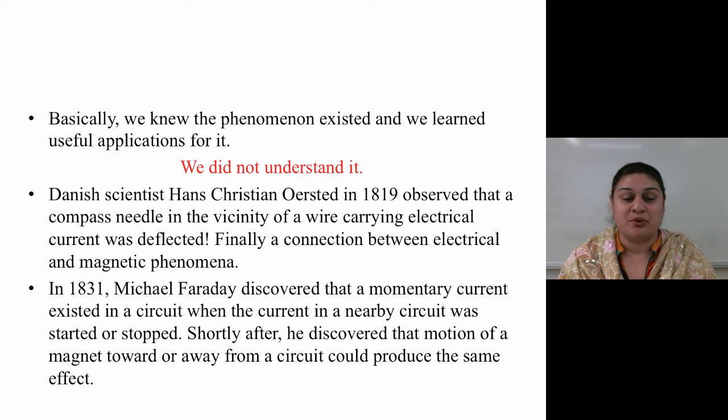In 1831, Michael Faraday discovered that a momentary current existed in a circuit when a current in a nearby circuit was started or stopped. Shortly after, he discovered that the motion of a magnet towards or away from the circuit would produce the same effect. Hence, he concluded that both of these should be similar or related.